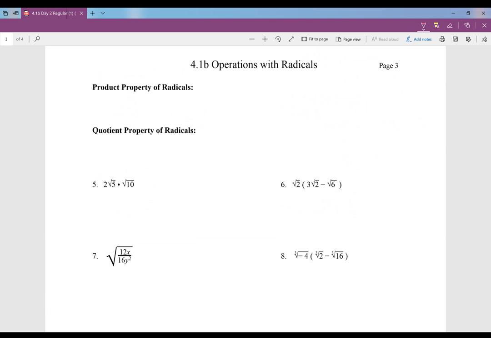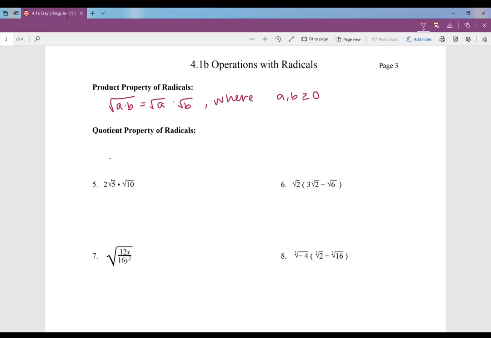So the product property of radicals, we talked about this in 4.1a. If we have the square root of a times b, then we have the square root of a times the square root of b, where a and b are greater than or equal to 0.